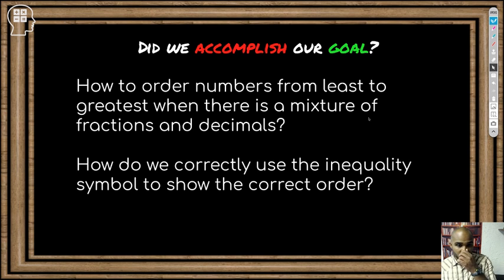So did we answer our question? How do we order numbers from least to greatest when there is a mixture of fractions and decimals? Yep. How do we correctly use the inequality symbol to show the correct order? Well, we showed that we always open it out to the greater number. And it's pretty simple as that.